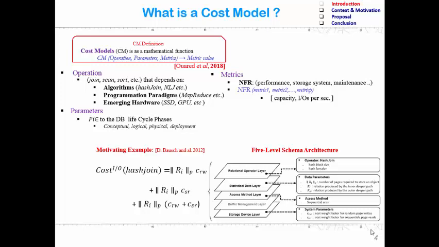Let's consider the following example that illustrates a cost model calculating the response time of a join operation on an SSD hard disk. The parameters of this cost model are mapped to the layers of the database system as shown in this figure.